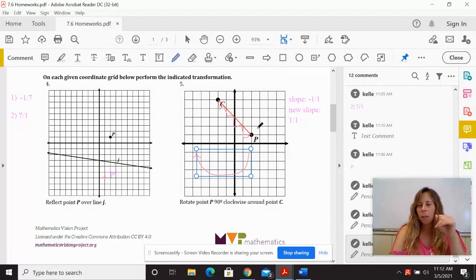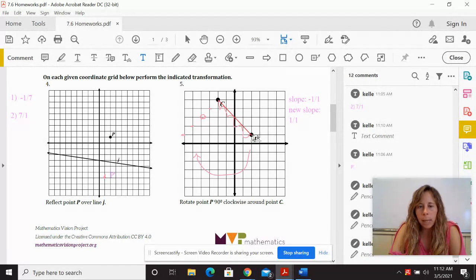Okay. So clockwise. That means we just have to do the opposite of our slope again. So instead of going up 1, right 1, I'm going down 1, left 1. And then down 1, left 1, and down 1, left 1. Okay, how far do you need to go? Well, how many times did I do that to get to point P? Starting at C, I went down 1 over 1, that's once. Down 1 over 1, that's twice. Down 1 over 1, that's 3 times, down 1 over 1, that's 4 times.